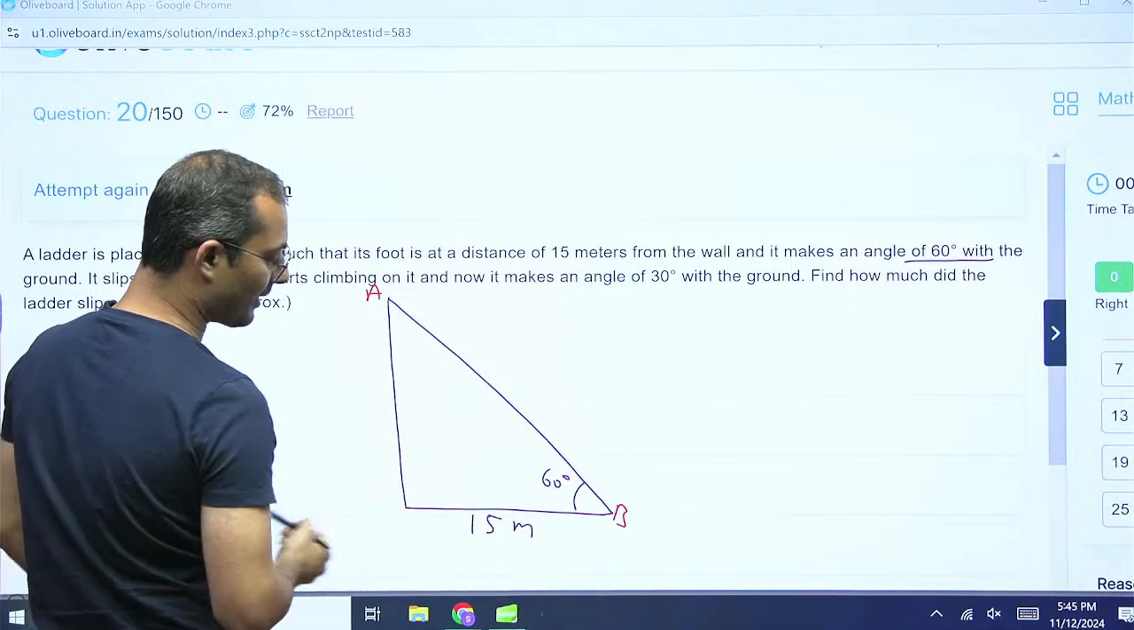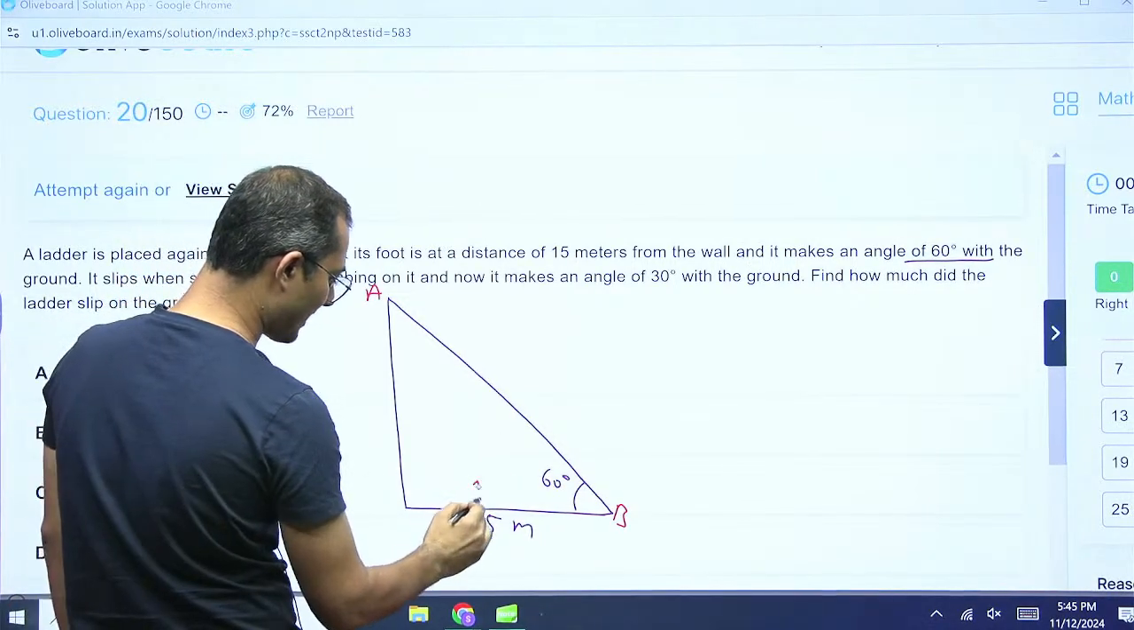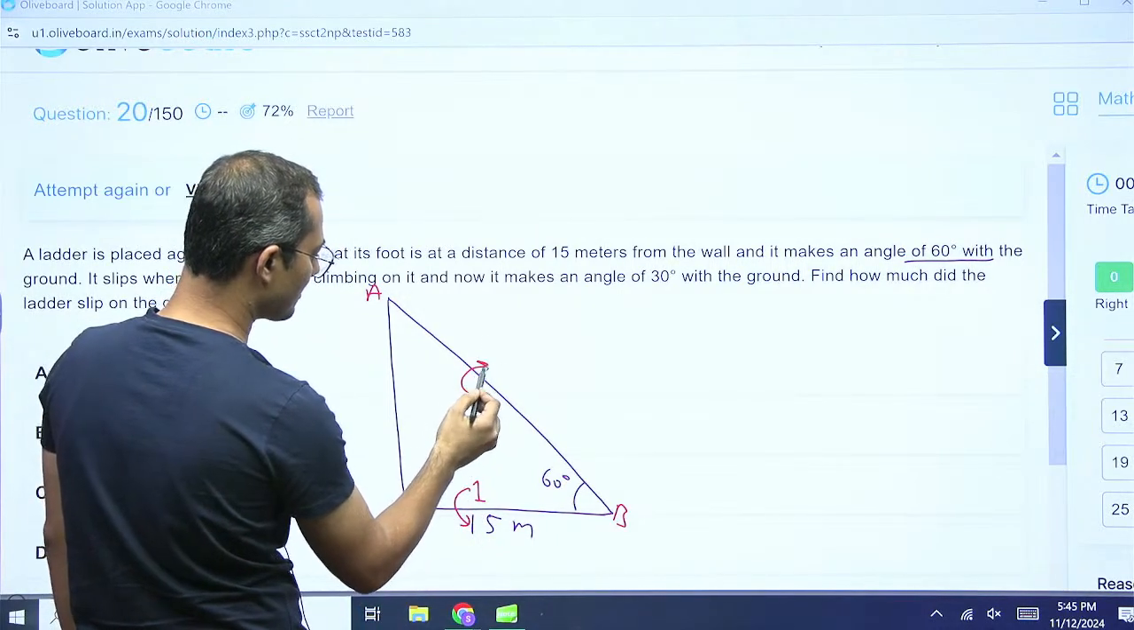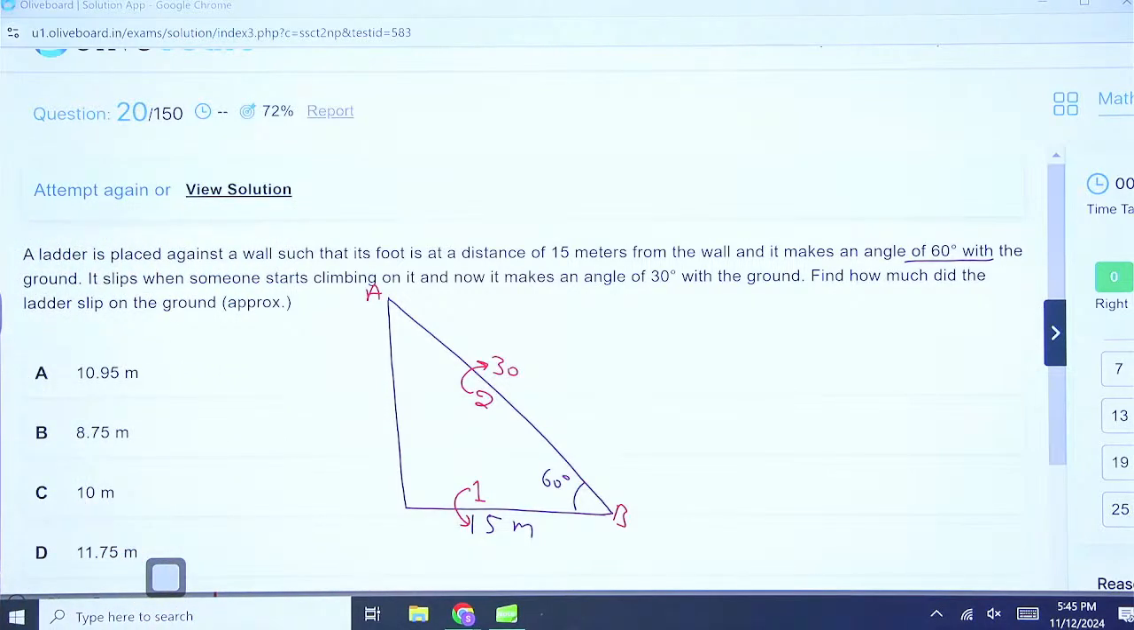See, if we apply cos 60, it is what? 1 by 2. So we can say that if this is 1 and this is 2, then this is equal to 30. Is this clear? Yes. Cos 60 is equal to 1 by 2. So the length of the ladder is 30.